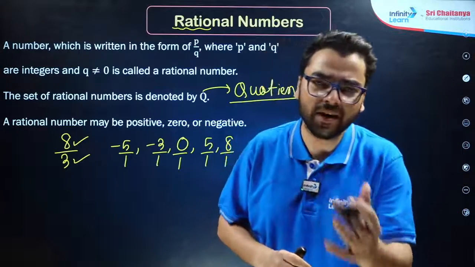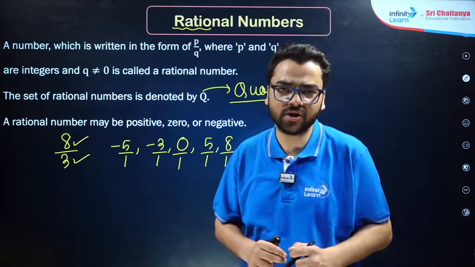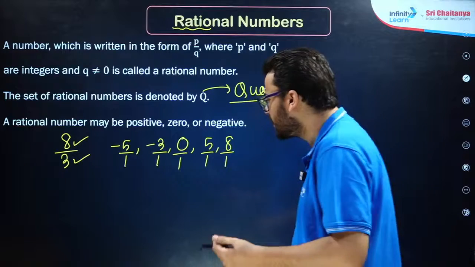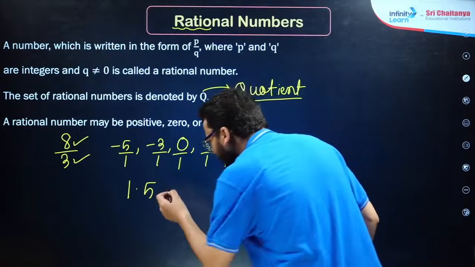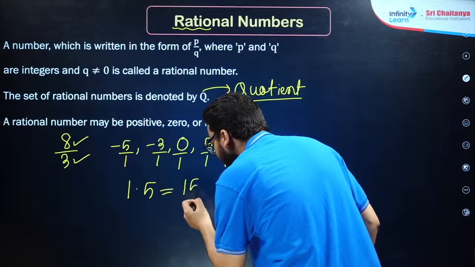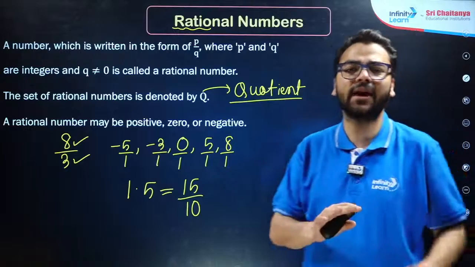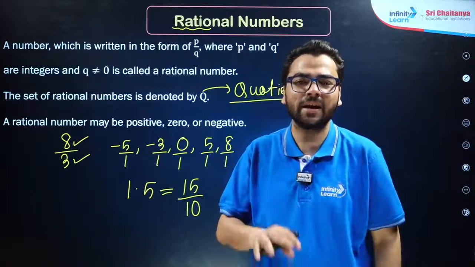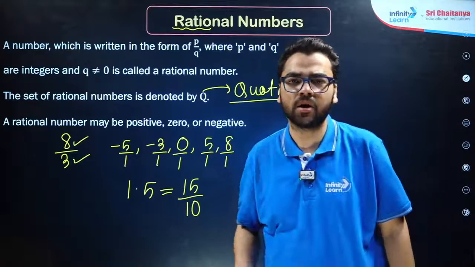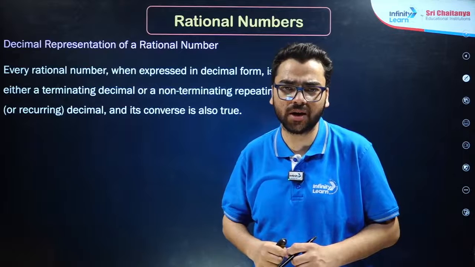So you see every natural number is a rational number, every whole number is a rational number. And you see decimals are also rational numbers. For example, something like this. This is a rational number because we can write it like this. But you see every type of decimal number will not be rational. We'll talk about it in detail in this class itself. So let's talk about the decimal representation of rational numbers.